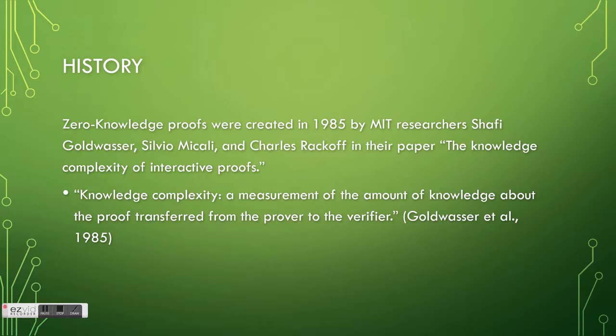While zero-knowledge proofs are an emergent technology due to their application with blockchains, they are by no means new. They were in fact thought up in 1985 by three MIT researchers by the names of Shafi Goldwasser, Silvio Micali, and Charles Rackoff. In their paper, The Knowledge Complexity of Interactive Proofs, they came up with the idea of knowledge complexity. Knowledge complexity is a measurement of the amount of knowledge about the proof transferred from the prover to the verifier. They asked, what if you can't trust the verifier?